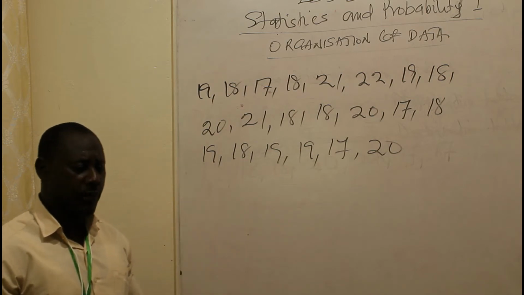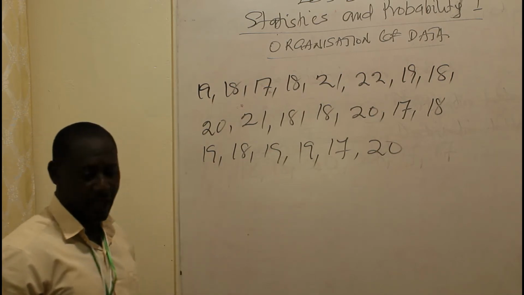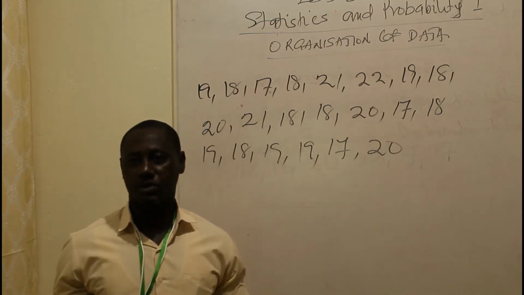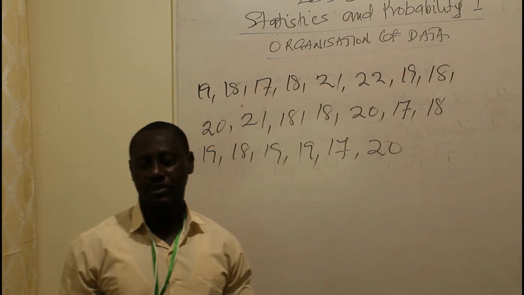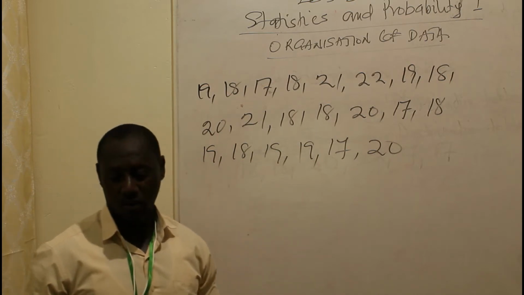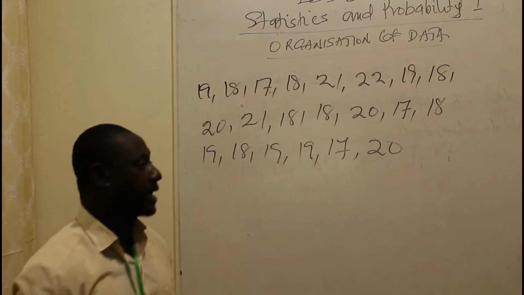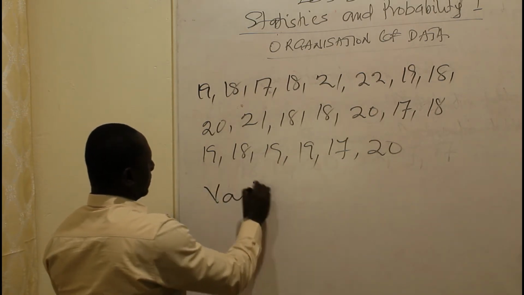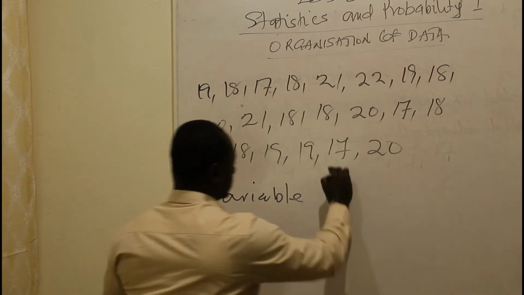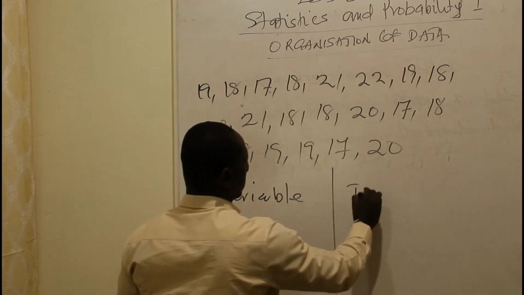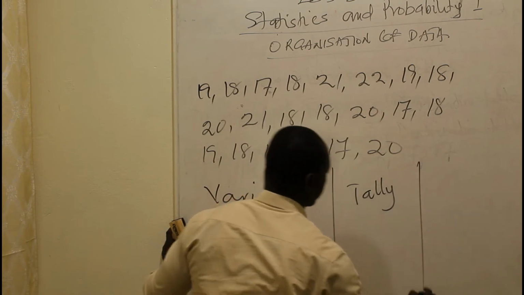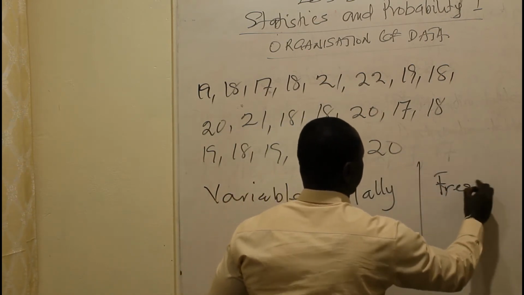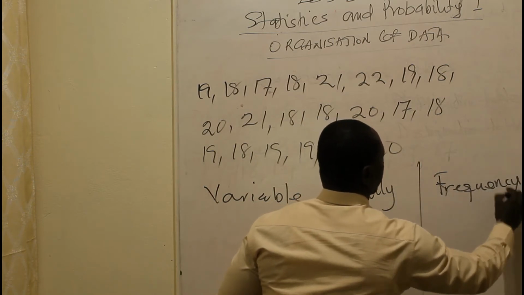Now, before we do that, I have to tell you that a typical frequency distribution table has 3 columns. And these columns are what we call the variable column. We have the tally column. Then we also have the frequency column.